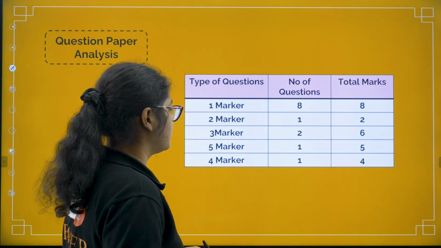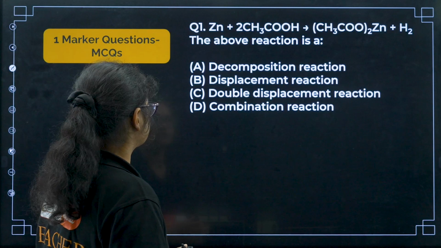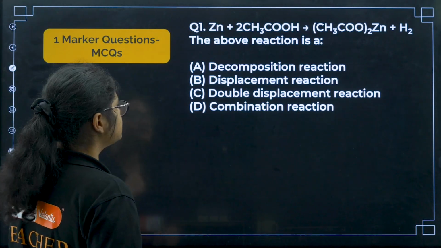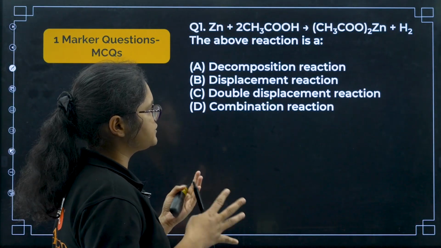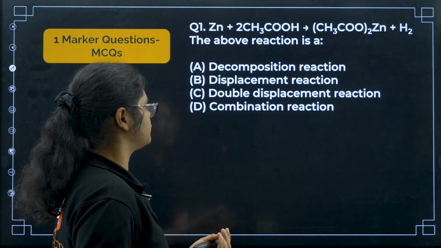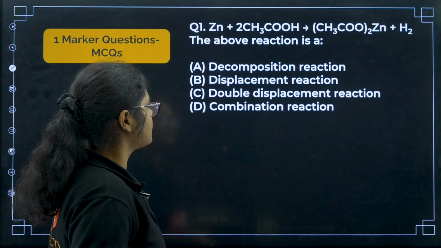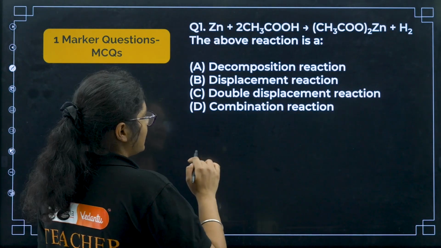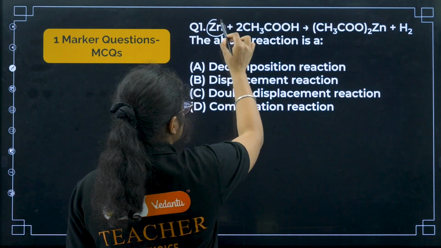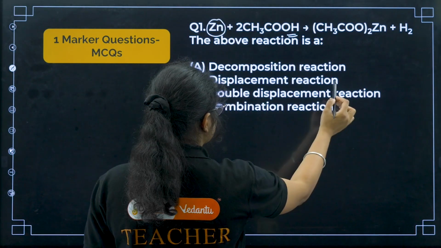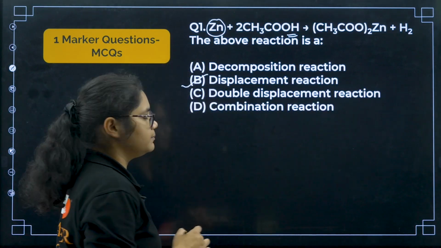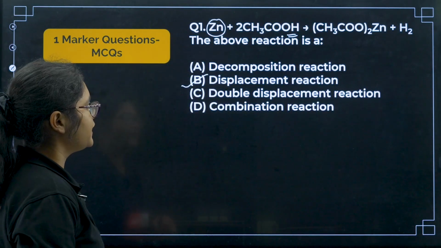Okay, so let's move forward with the first question. Zn plus 2CH3COOH gives you (CH3COO)2Zn plus H2. The above reaction is... So if you can see, exactly what has happened is Zn has replaced this hydrogen, right? So this is a displacement reaction. So option number B is the correct answer.